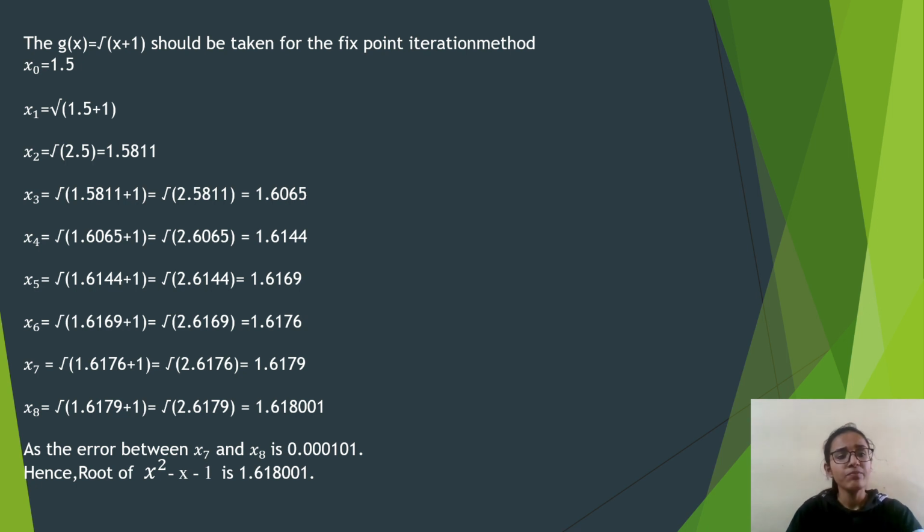So in this way we will be putting the previous x values, and at the x7 stage the value is 1.6179 and at x8 it is 1.618001. So the error between x7 and x8 is 0.000101. Hence the root of x square minus x minus 1 will be x8.